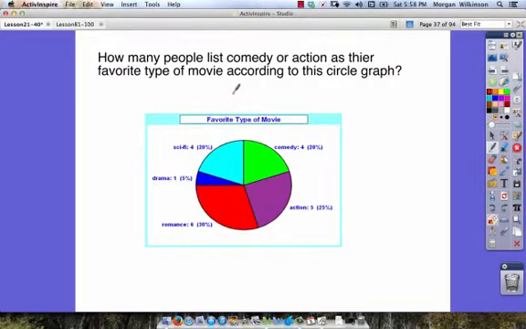So, how many people list comedy or action as their favorite type of movie according to this circle graph? So we need the numbers, not the percentages. We can see for comedy, well, 4 people say comedy is the best, or their favorite type, and 5 people, they say action is their favorite type. So, if we want to look at both of them, how many people list comedy or action as their favorite type of movie? 4 plus 5, that must be equal to 9. So we've got 9 people, and we need a label again.